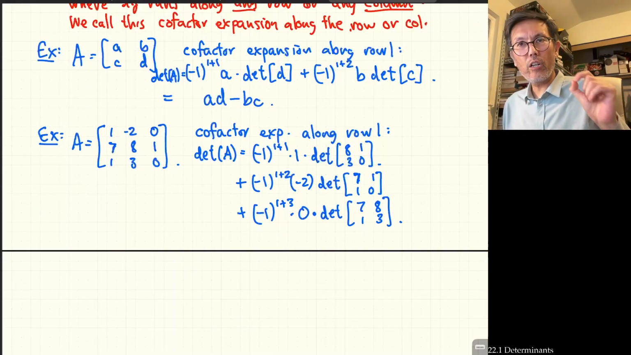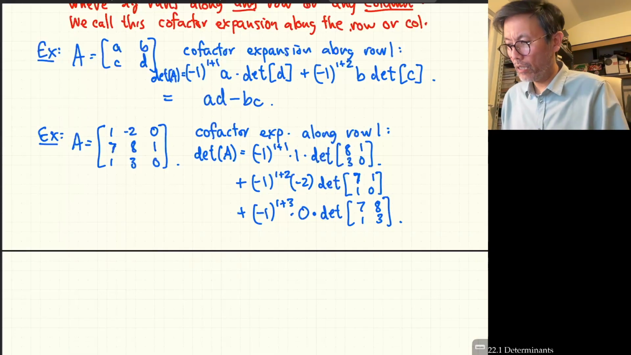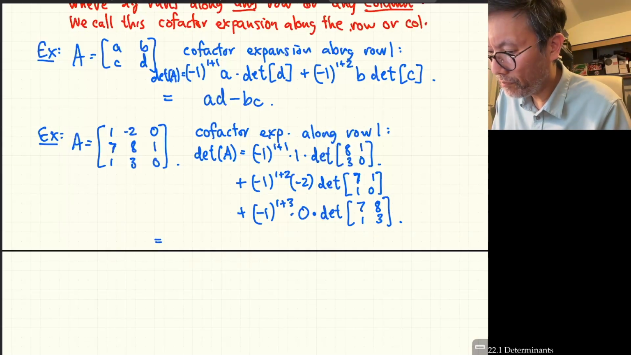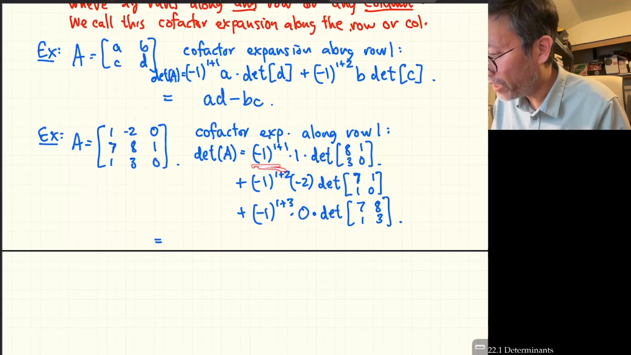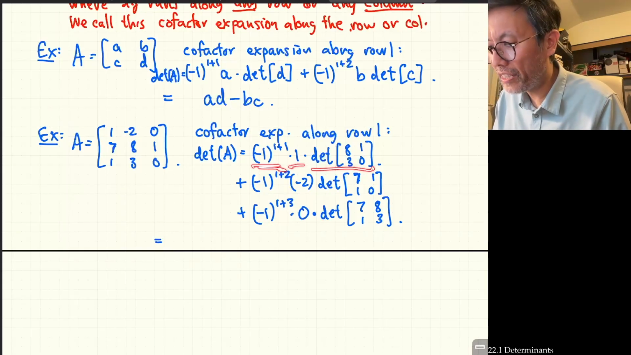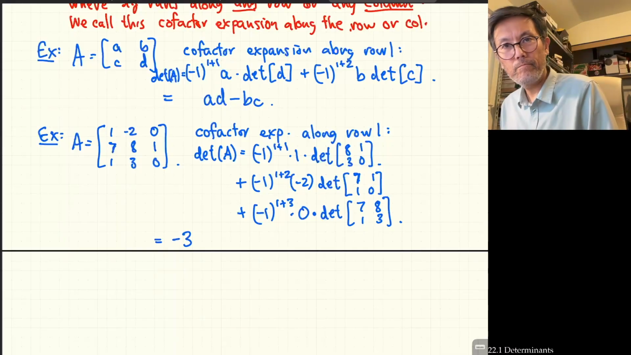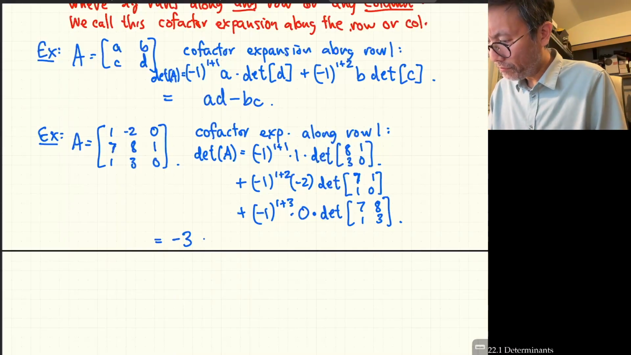And now we have to do the hardest part of the problem, which is the arithmetic. This ends up being, so I'm going to look here. Look here. That's positive 1, because 1 plus 1 is even, times 1, so that's 1, times the determinant of this, which is 0 minus 3. So I think I get negative 3 for the first term. Okay? How about the second one?